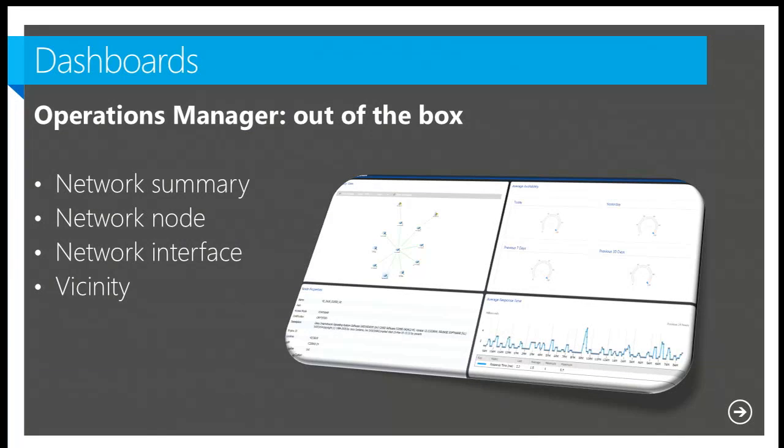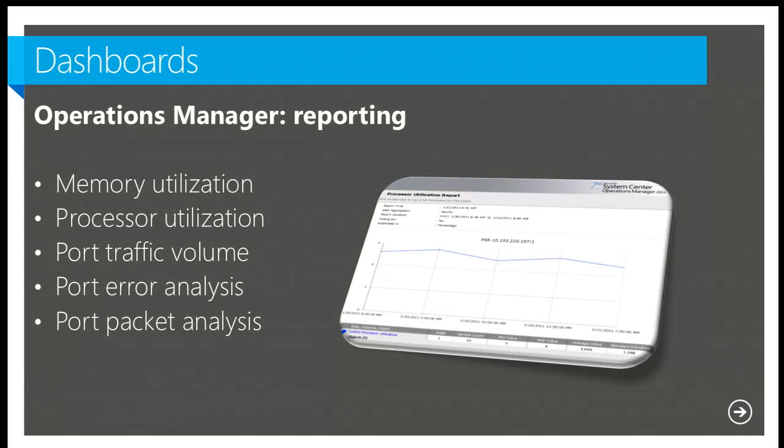Now, we talked of the out-of-the-box network dashboards. The ones you get is the network summary, which gives you an all-up of the whole network, like the vicinity view, some of the key metrics, key devices. We have the network node dashboard. Like we saw, we can zoom in on one device, get this overview of this one device we're interested in, and zoom in on that. We have an out-of-the-box dashboard for network interface. We can zoom into an interface and get some particular information about that. And we have the vicinity view. I call it a spider web view. Show you the information of that device, that network, that environment. We have those reports, so memory utilization. We have processor utilization, port traffic volume, port error analysis, and port packet analysis you'll get out of the box with reporting.